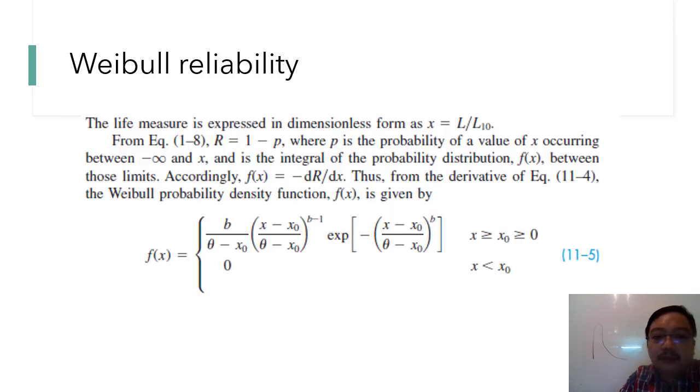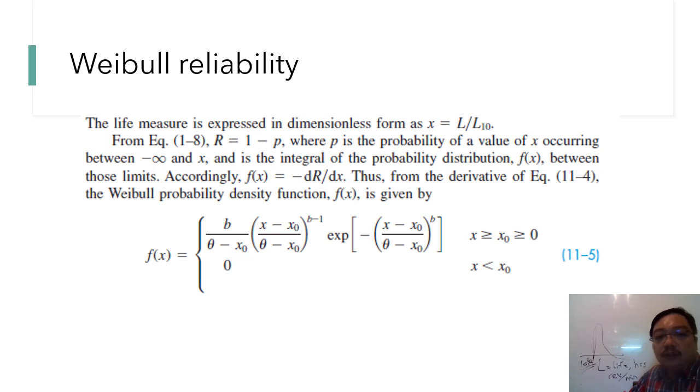The Weibull reliability for the life measure is expressed in the dimensionless form x equals L over L naught. Remember, L is the life in revolutions or in hours. This is the definition of life for a bearing. Life can be in hours, and also in revolutions per minute. So L10 equals the 10th percentile. The 10th percentile means that you want to play safe, so you choose a bearing that is suitable for safer applications.